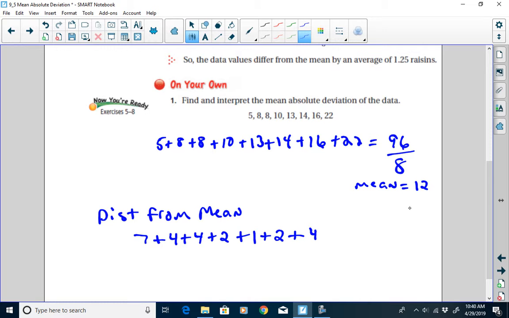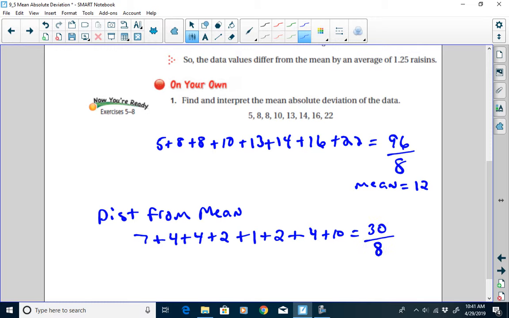16 is 4 from 12. And 22 is how far from 12? That's 10. We have to find the mean of these distances. So we have to add 7 plus 4 plus 4 plus 2 plus 1 plus 2 plus 4 plus 10. We get a sum of 30.